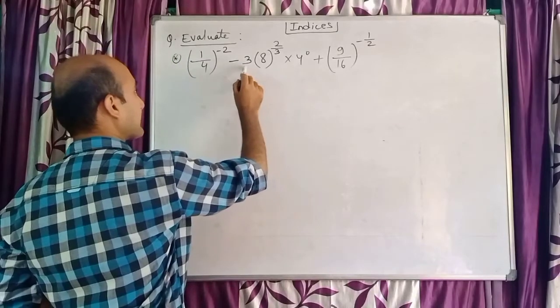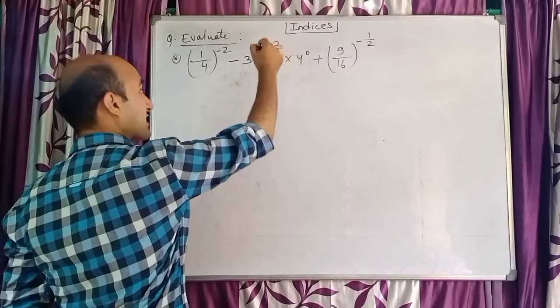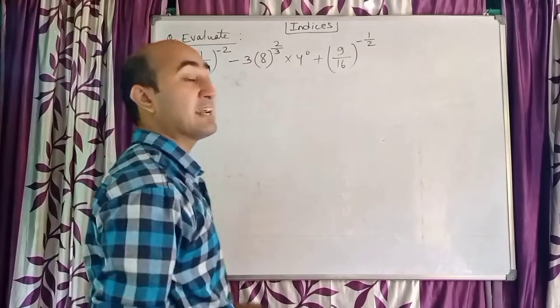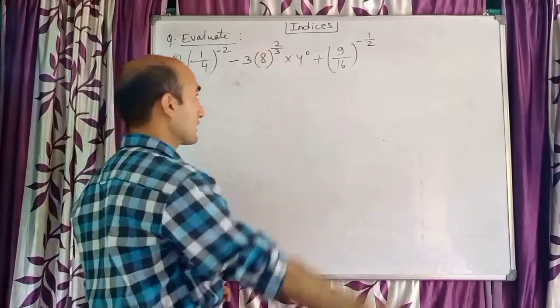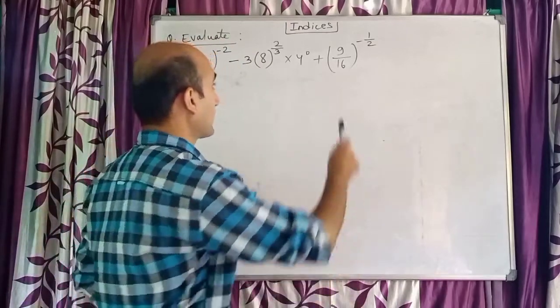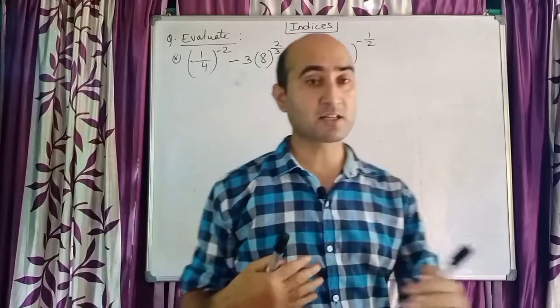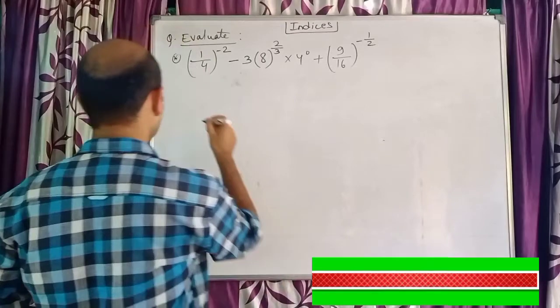And here we have minus 3 multiplying with 8 to the power 2 by 3. So it is a fractional power. We will look at this 3 and decide that 8 is the cube of 2. And anything to the power 0 is 1. Any number having power 0 is 1. And 9 by 16, but the power is minus. So again here also we'll try to make it a positive power. So let us begin this question, children.